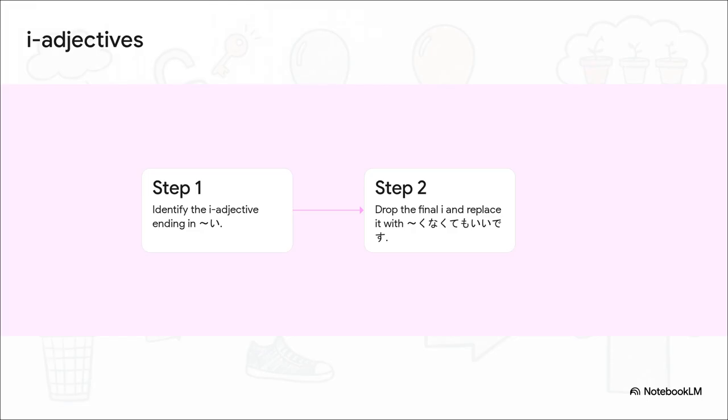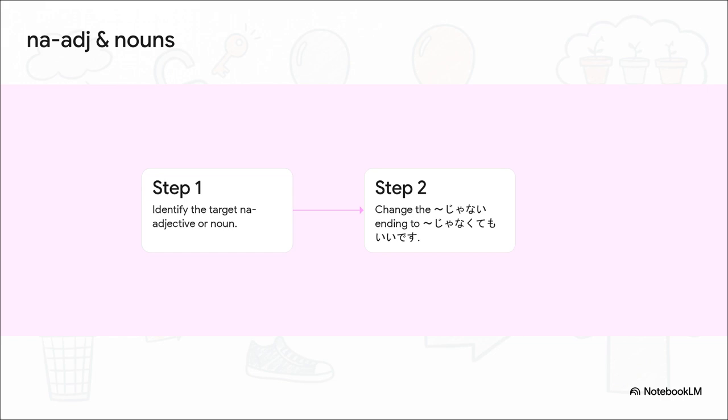Let's break down the exact formula for i-adjectives first. Step 1 requires identifying the specific i-adjective, spotting that characteristic I ending. In Step 2, you just drop that final I and replace it with nakutemo ii desu. This straightforward tweak completely changes a simple descriptive word into an expression stating that the condition isn't needed.